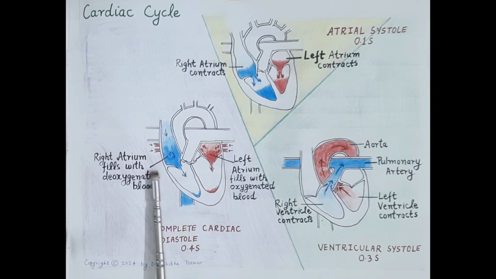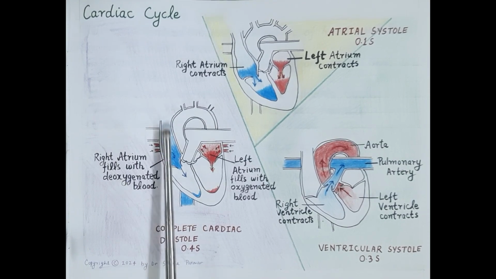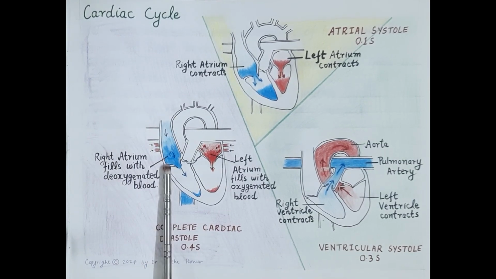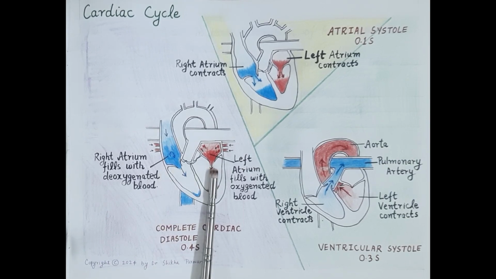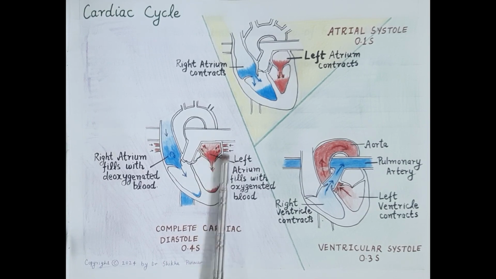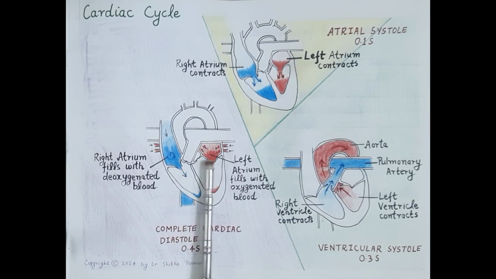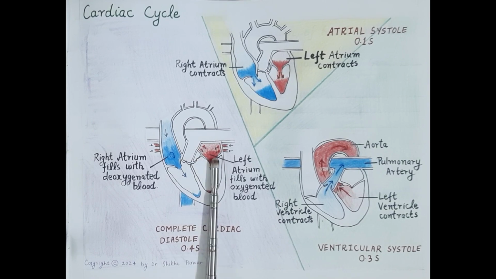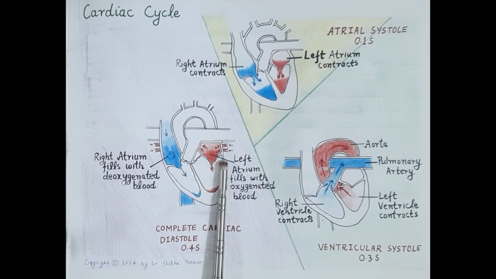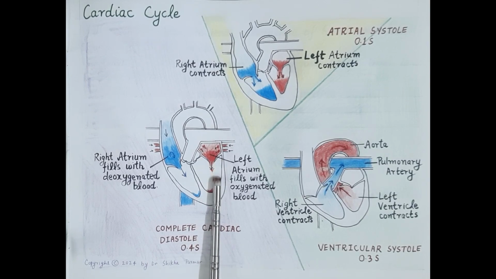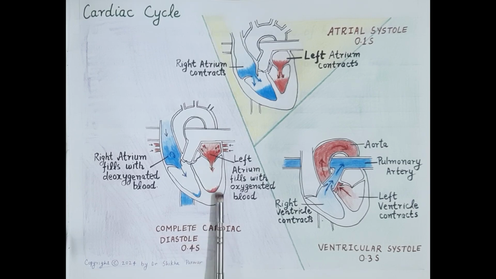Now this right atrium receives deoxygenated blood from superior vena cava and inferior vena cava. While this left atrium receives oxygenated blood from the pulmonary veins. So during the complete cardiac diastole, both the atria are filled with the blood. Now due to the continuous filling of the blood, pressure rises. These atrioventricular valves open, and around 70% of this blood passes into the ventricles.